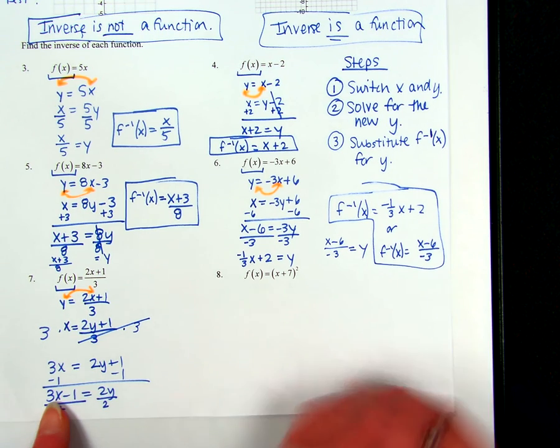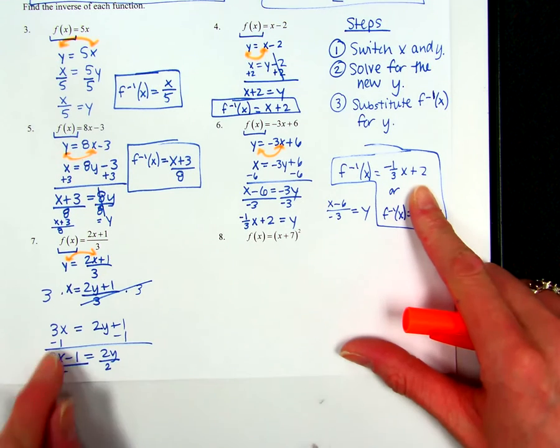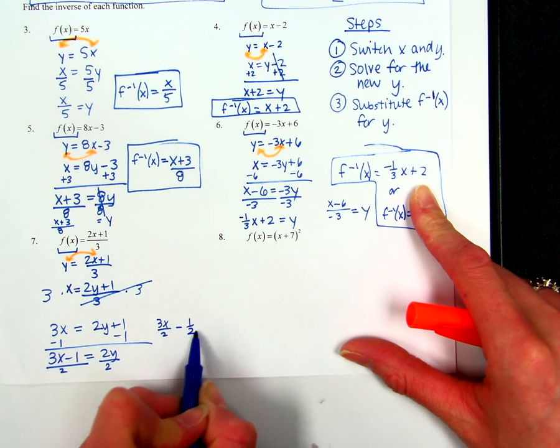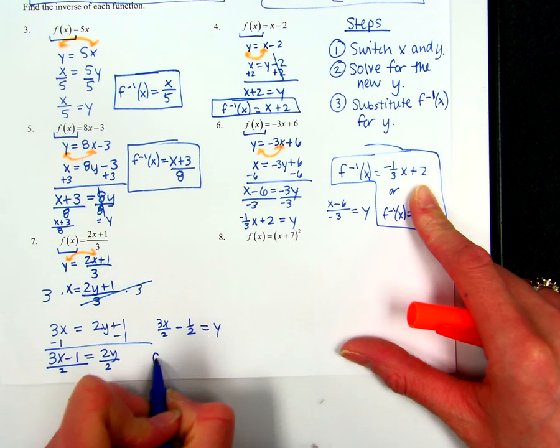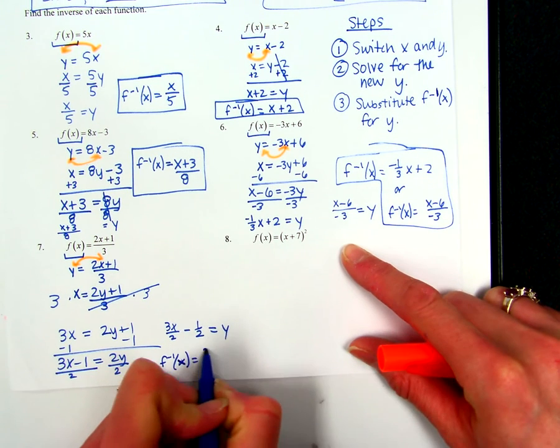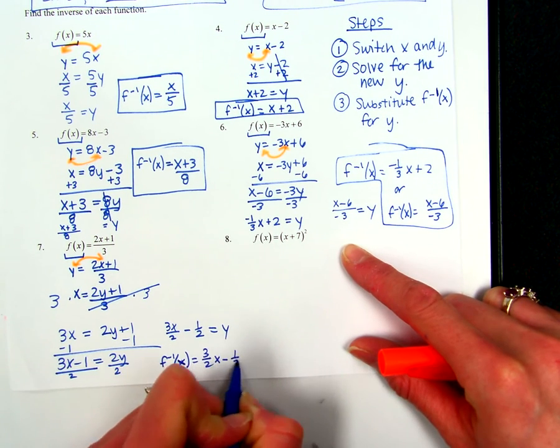Now again, let's try to write it in this format. So 3x over 2 minus 1 over 2. And then we're just going to use our proper function notation. So the inverse of f of x equals 3 over 2x minus a half.